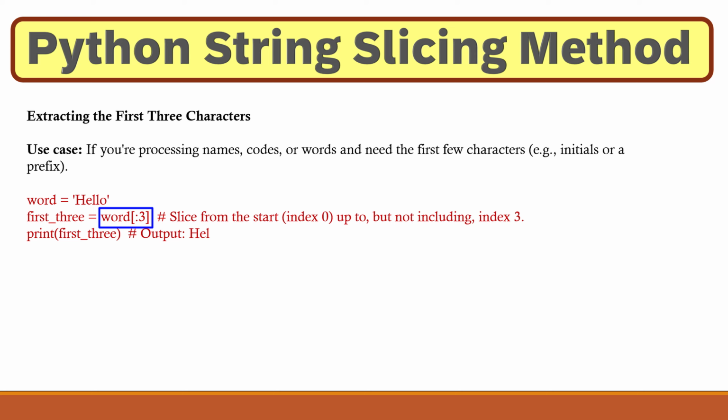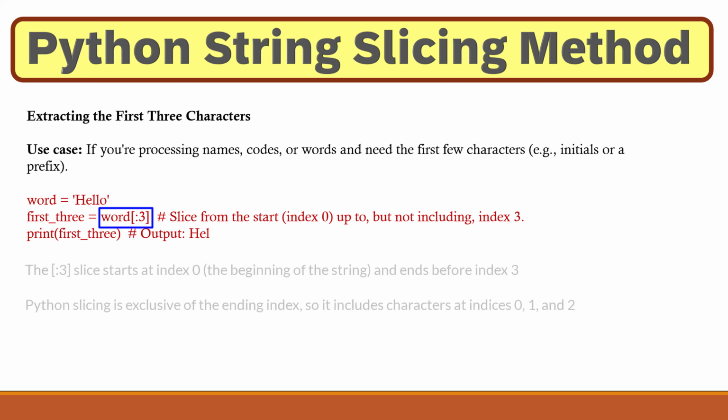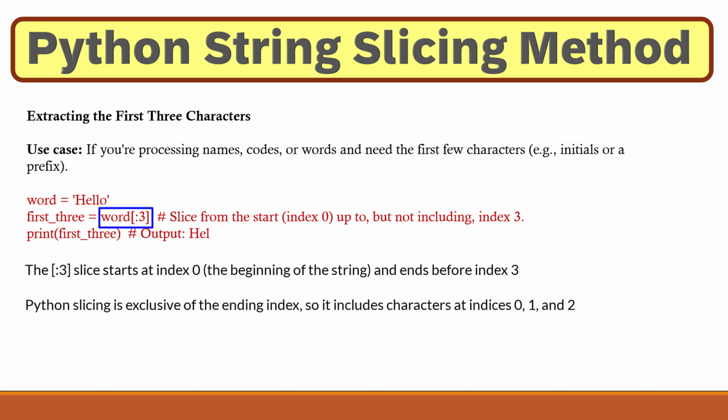We can see :3. So with the :3, this slice starts at index 0, the beginning of the string, and ends before the index 3. Because Python slicing is exclusive of the ending index, so it includes 0, 1 and 2. And because it's :3, we are not looking at the start of the index, we're looking at the end of the index. Because if we wanted to indicate something at the start of the index, excluding 0, we would specify this before the colon. So that's why it starts at 0, because 0 is default, :3.